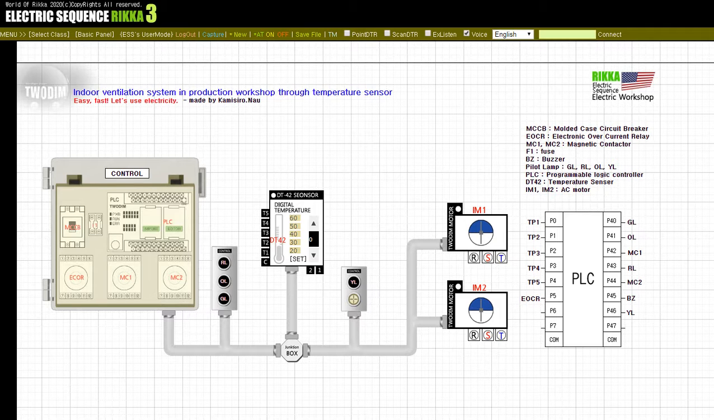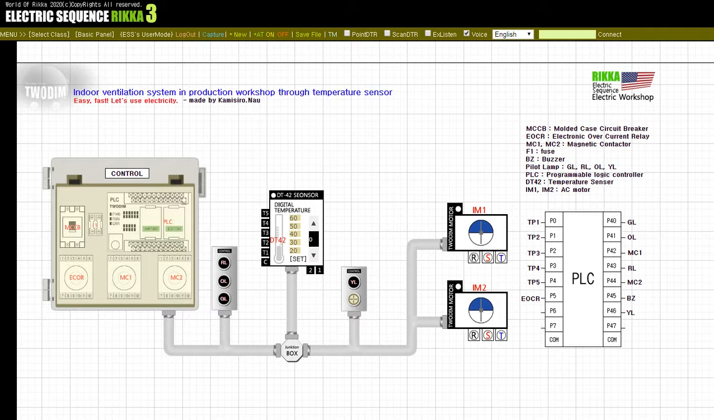If the temperature is over 50 degrees, MC2 operates. If the temperature is over 60 degrees, the buzzer and YOL lamp will alternate every 2 seconds. Also, when MC2 is operated, the two motors operate together until the room temperature is less than 30 degrees. Lastly, during the OCR trip, all PLC operations are stopped.